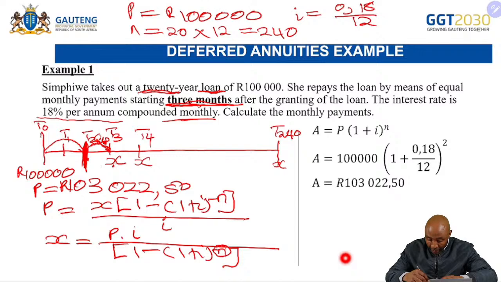So where is our first payment? It's at T3. So we say 240 minus 3, and that will give us 237. Then we say plus 1. So it means the number of payments will be 238.